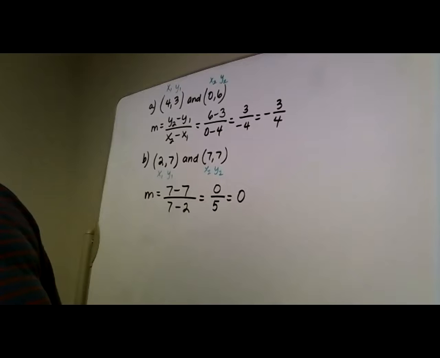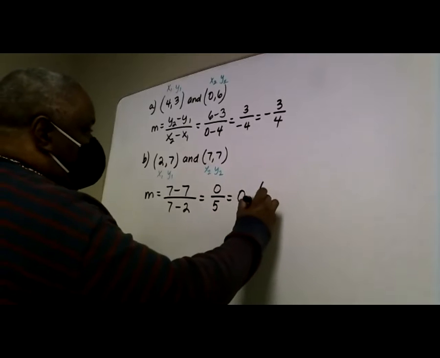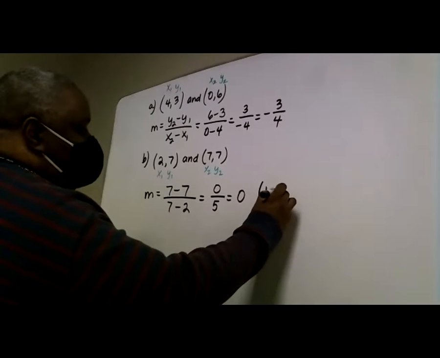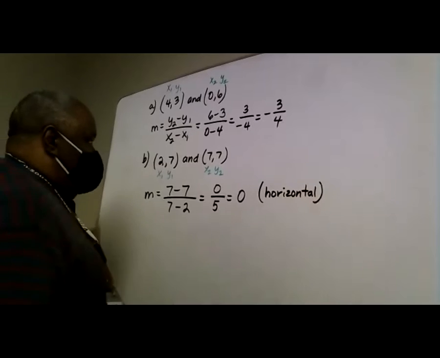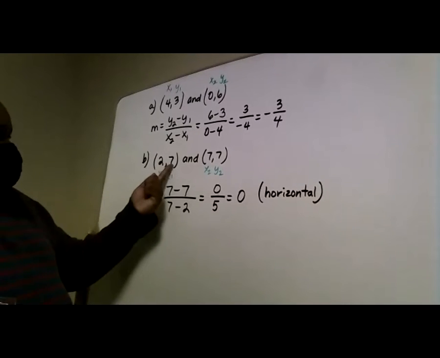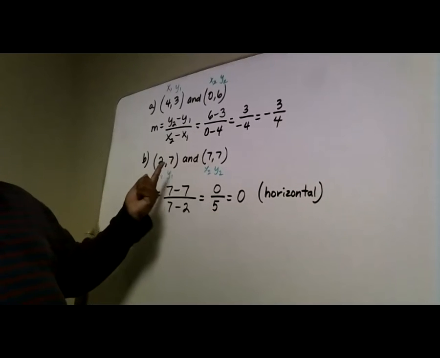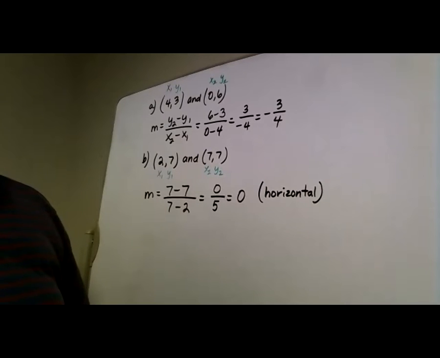All right, now anytime you have a slope of 0, that means that this line is actually going to be a horizontal line. Because if you notice that your y coordinates are the same, that tells me that I'm going to have a horizontal line. Okay.